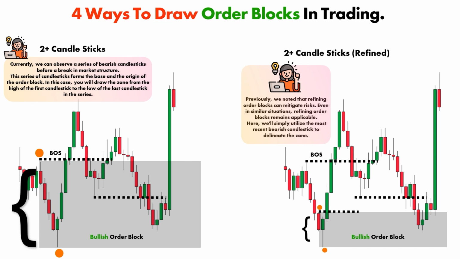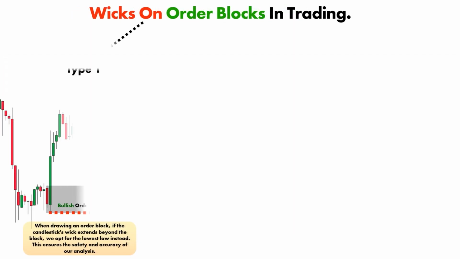In this section of the video, we will discuss the different types of wicks on order blocks. Type 1. When drawing an order block, if the candlestick's wick extends beyond the block, we opt for the lowest low instead. This ensures the safety and accuracy of our analysis.